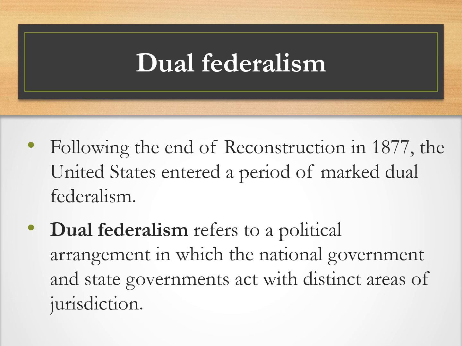Following that period and following the end of Reconstruction in 1877, the United States entered a period of marked dual federalism. So, dual federalism refers to a political arrangement in which the national government and state governments act in distinct areas of jurisdiction, which basically means they act in different spheres or silos. They don't intermingle. The federal government has its powers, the state government has its powers, and they don't come together, and they don't work together very well.